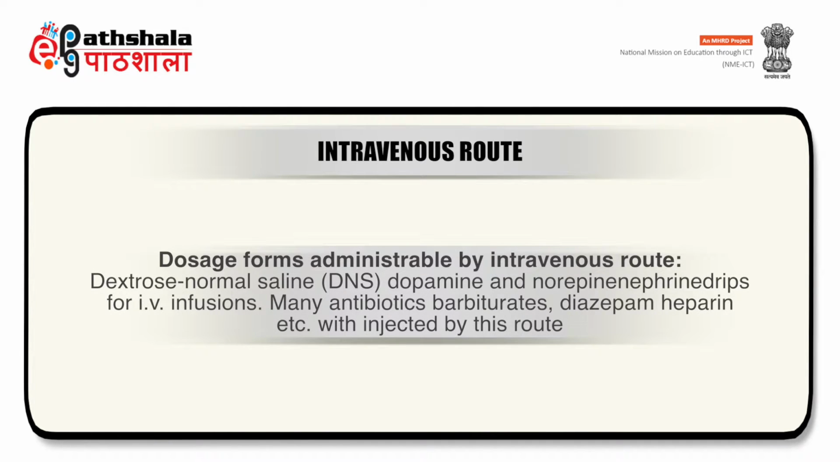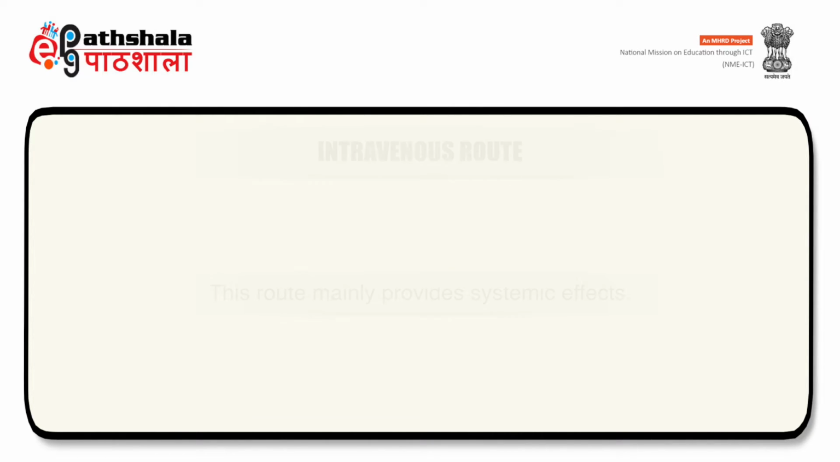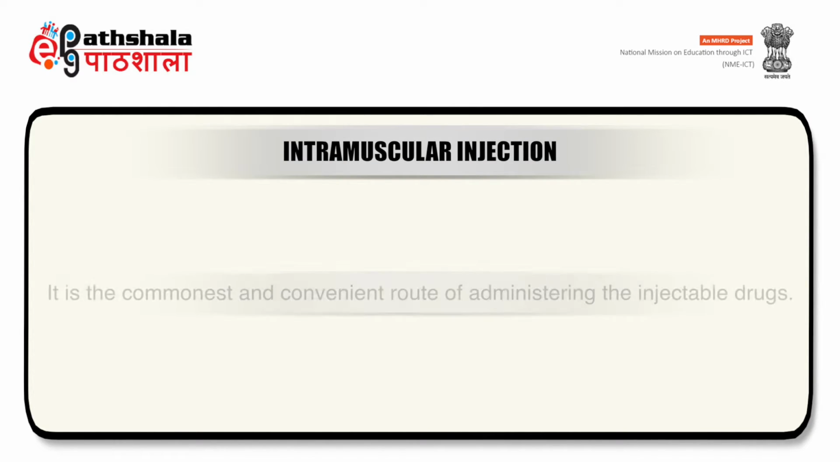Various dosage forms administrable by intravenous route include dextrose normal saline, dopamine, norepinephrine drips for IV infusions, and many antibiotics, barbiturates, diazepam, heparin, etc. All these are given by intravenous route. This route mainly provides systemic effects. Now, intramuscular injection. It is the commonest and convenient route of administering the injectable drugs.